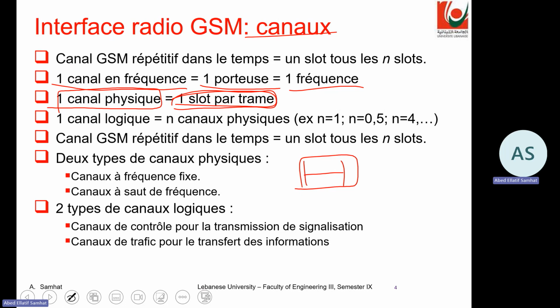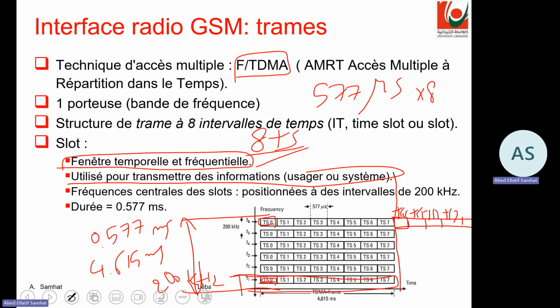So at a certain frequency, we have 8 physical channels, because we have 8 time slots within a frame, and a channel is one time slot per frame.